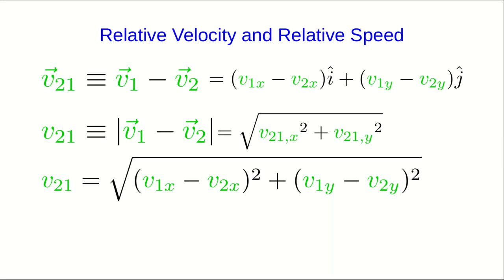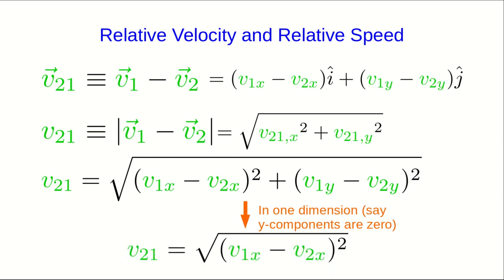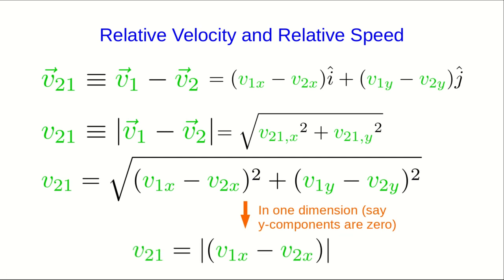What I want to show you, though, is that there's a useful special case in one dimension. So suppose the y components are all zero, then that reduces to this, where all that's happened is that the y components have disappeared, and a square root of a square just means you're dropping any negative sign, and so it's an absolute value. And I want to stress that this is only true in one dimension.